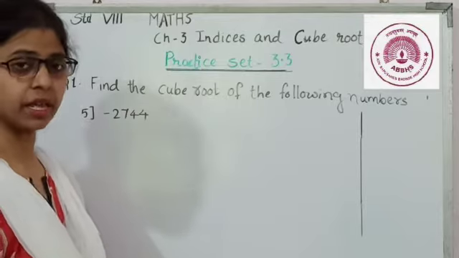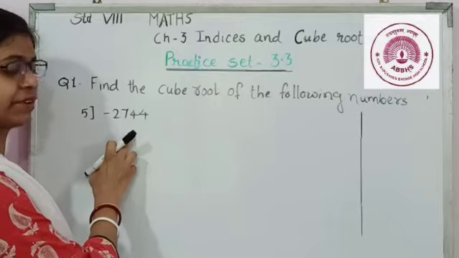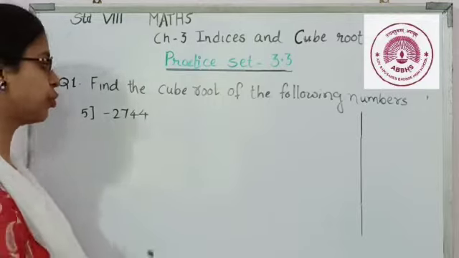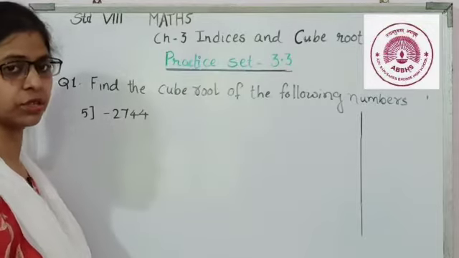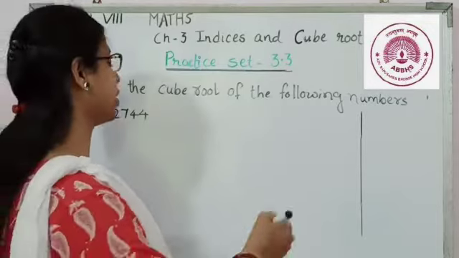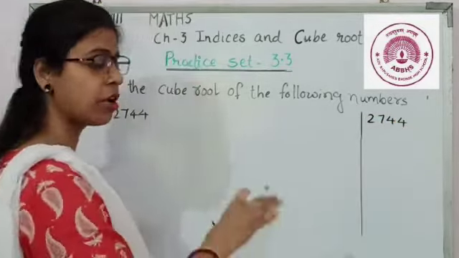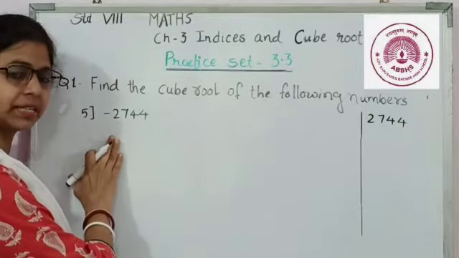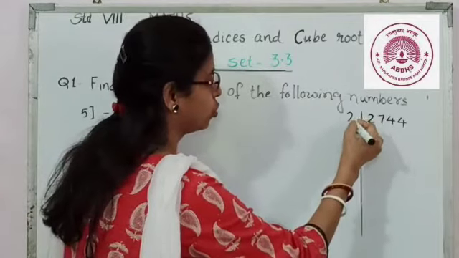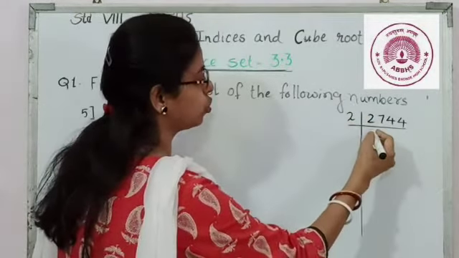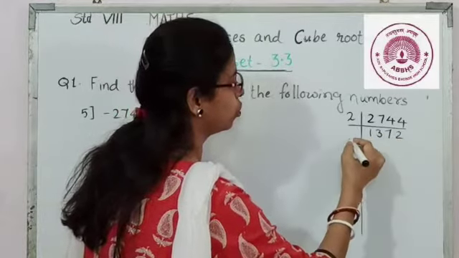Okay. Let's see one more sum. Question number 5: negative 2,744. To find the cube root of this number, we will first find the prime factors of the given number. Now see, here it is negative, but we'll see this negative sign at the end. So let's factorize. We can use 2. 2 1s are 2, 2 3s are 6, 2 7s are 14, and then 2 2s are 4.